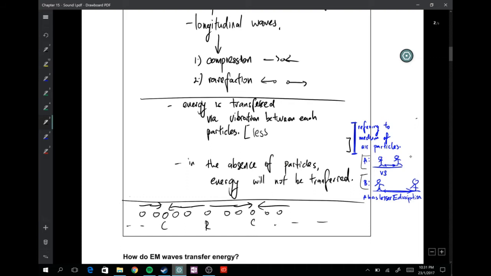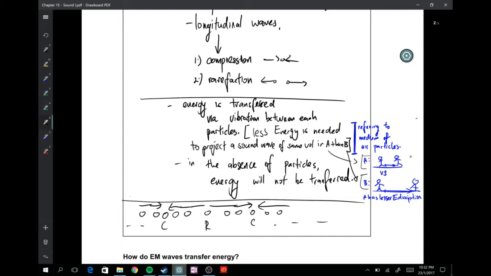Okay, it's back. So less energy is needed to project a sound wave of same volume in A than B. Of course the A refers to here and the B refers to this. So less energy is needed to project a sound wave of same volume when a person is nearer, that is in A, than when a person is further away from it, that is in B.